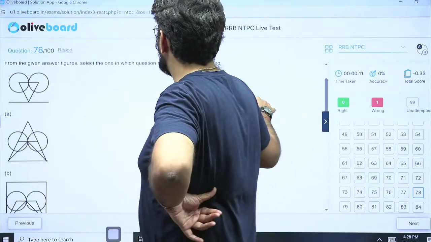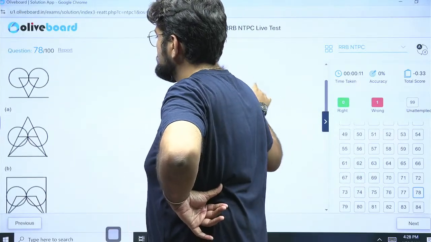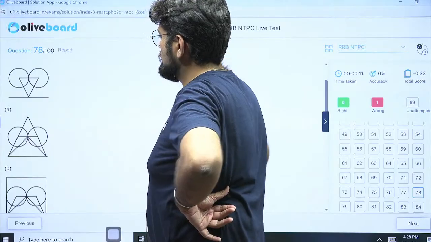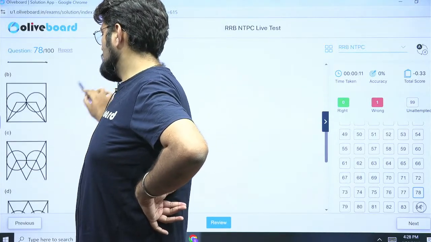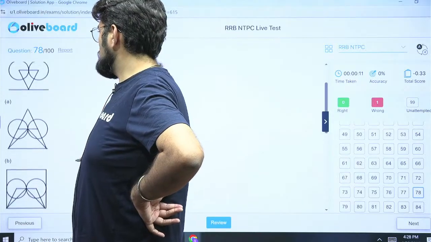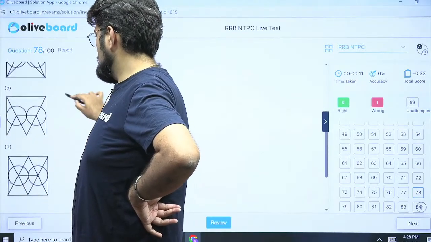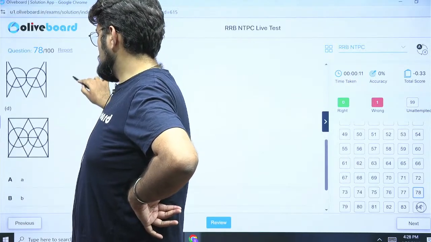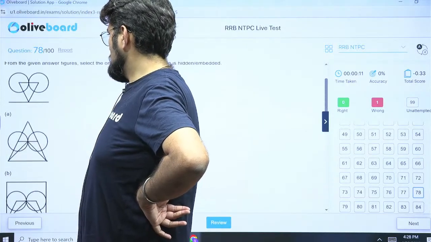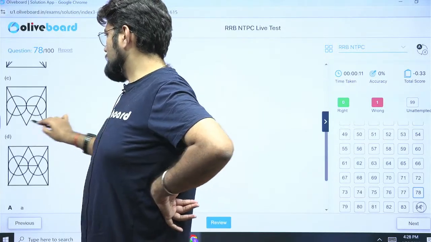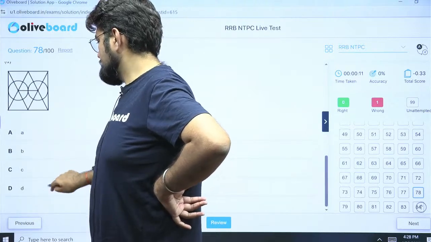Select the one in which question figure is hidden or embedded. No. So the triangle is not inverted here. So this is not the case. Triangle is not inverted here. Triangle is inverted here. But is it accurate? Yes, it is there. So I think option C is the... Okay, no. Wait. We have two options here. Okay, there should be a line below, which is not present here. So option D is the right answer.